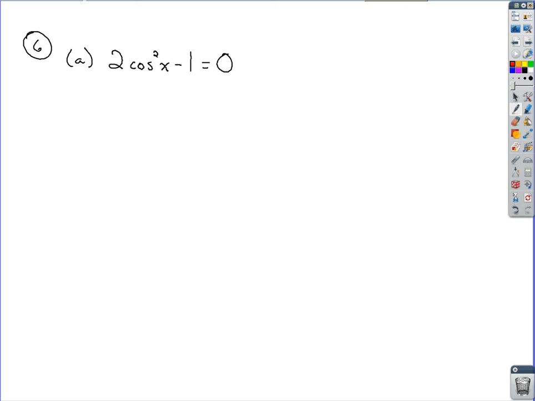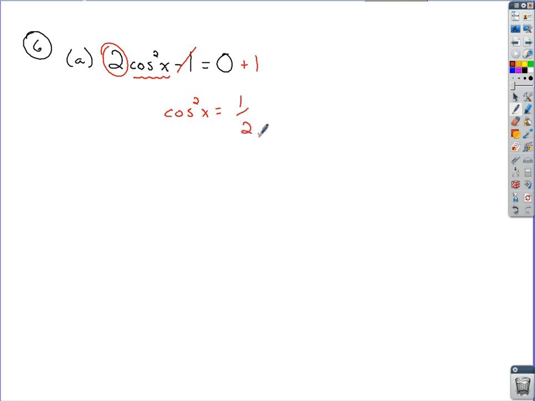So in a problem like I have here in part A where there's only one trig function to play with, one variable plugged into that trig function, what I want to do first is isolate this unknown expression, this trig function. To do that, I'm going to add 1 over, and then I'm going to divide by the 2 in front of the expression. So I get cosine squared of x equals, obviously 0 and 1 is 1. Dividing by that 2, I get 1/2.